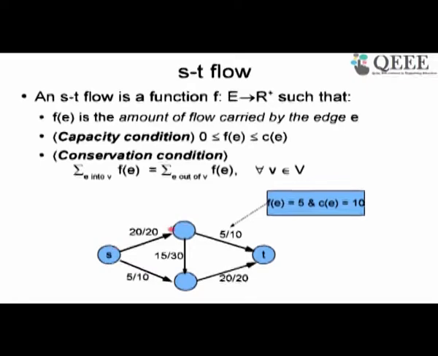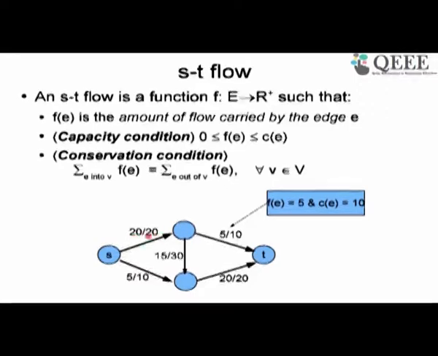So here is an example of a flow on this graph. If you take this graph, I have associated with each of the edges a number. How did I write it? The second number, that is A slash B, the second number B is the capacity of the edge. The first number here is the flow.